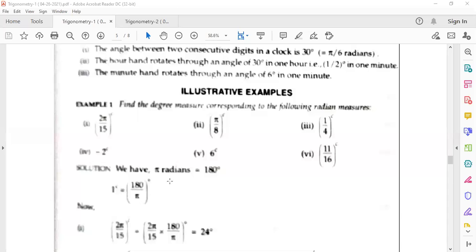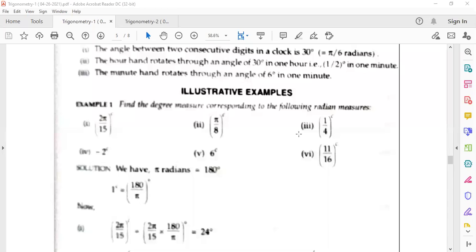So look at here, we know that pi radian equals 180 degree. That means 1 radian is 180 by pi. Now we have to convert 2 pi by 15 radian into degree. So this 2 pi by 15 is multiplied with 180 by pi. Then pi cuts, 15 by this 12 into 2, 24 degree. Is it understood? How to convert the radian into the degree? Yes, sir.